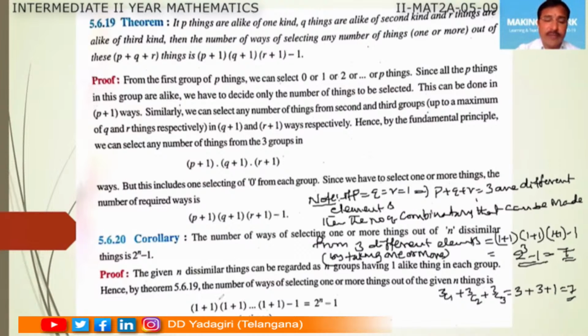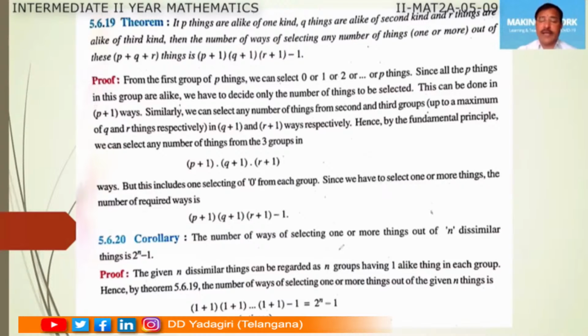Therefore, the number of ways of selecting one or more things out of n dissimilar things is equal to 2 power n minus 1. So if n dissimilar things are given, by taking one or more things at a time, the total number of combinations that can be made is equal to 2 power n minus 1. What type of combinations are they? The combinations with one element, combinations with two elements, combinations with three elements, and so on, combinations with all n elements. The sum of all these values will be equal to 2 power n minus 1.